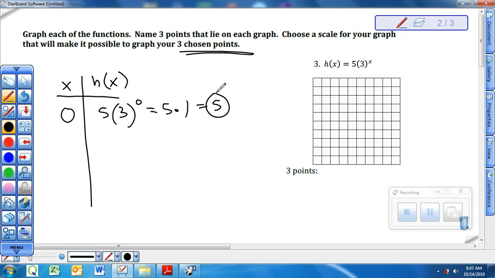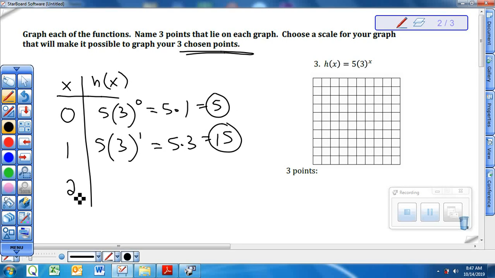Let's plug in 1. 5 times 3 to the first power. 3 to the first power is 3, and 5 times 3 is 15. My second point is 1, 15. Now I'm going to plug in 2. 5 times 3 to the second power. 3 squared is 9. 5 times 9 is 45.